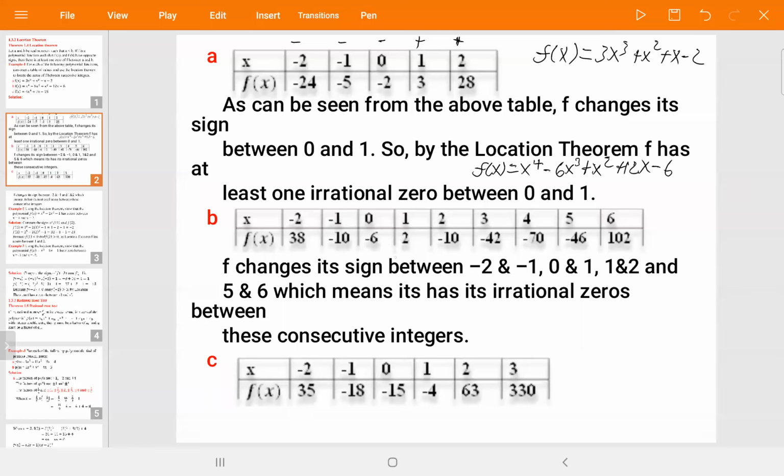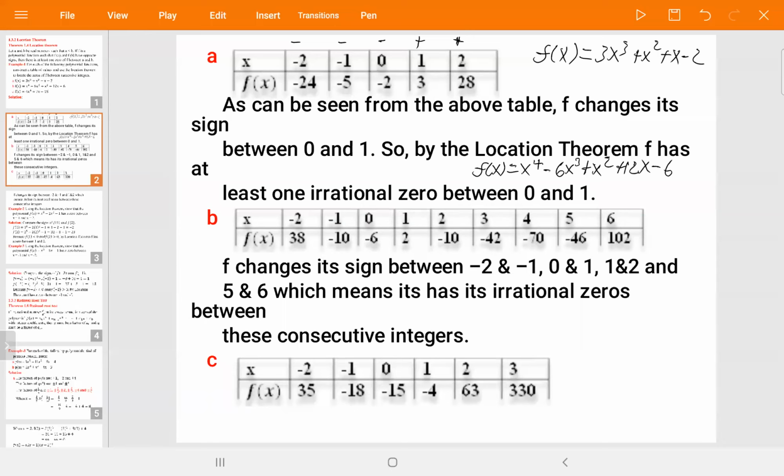Another irrational zero of the polynomial is obtained between minus 2 and minus 1, and between 0 and 1. Now, if I evaluate this polynomial at x is equal to 2, the result is minus 10. At 3, it is minus 42. At 4, minus 70. At 5, minus 46. And at 6, it is equal to 102. Now, we have obtained zeros between minus 2 and minus 1, between 0 and 1, and again between 1 and 2, because at x is equal to 1, it is positive. At x is equal to 2, its sign is changed into negative.